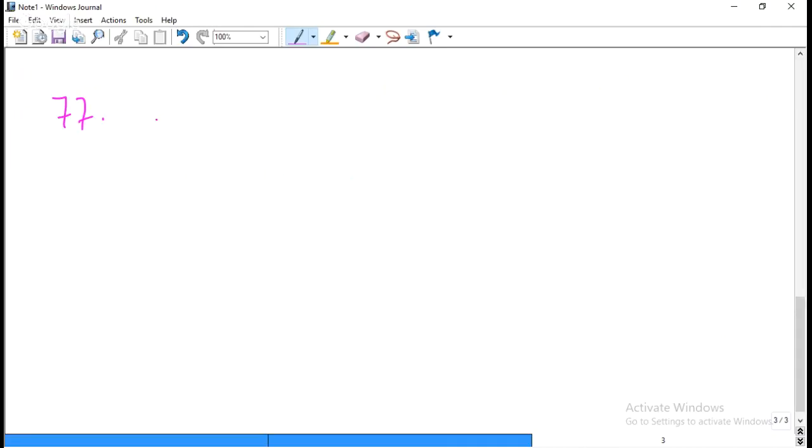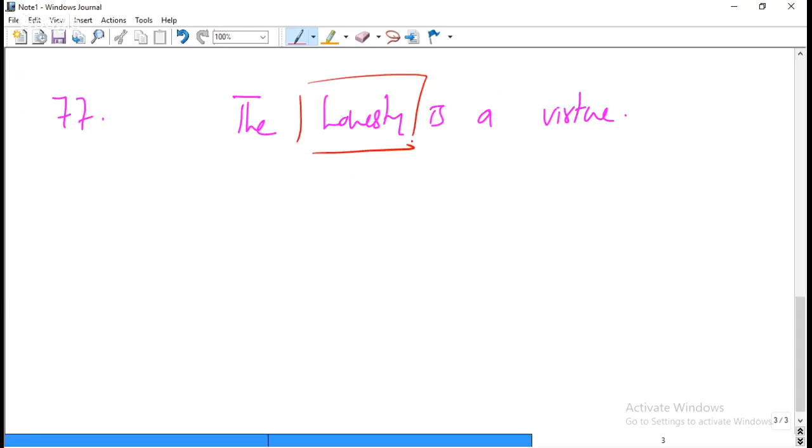Let's see question number 77. The honesty is a virtue. Honesty is an uncountable noun. Basically, uncountable nouns do not take any indefinite or definite article. But if some extra information is provided, even an uncountable noun will be preceded by the definite article the. Now let's see the question. The honesty is a virtue. Here it's very clear that there is no extra information provided to this honesty. When there is no extra information provided to an uncountable noun, the article should be removed. Hence, "the honesty" is wrong. It should be "honesty is a virtue."